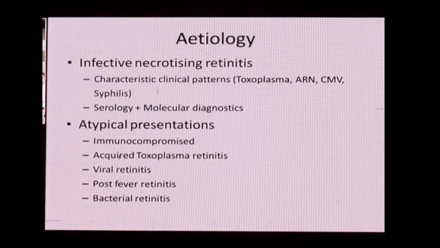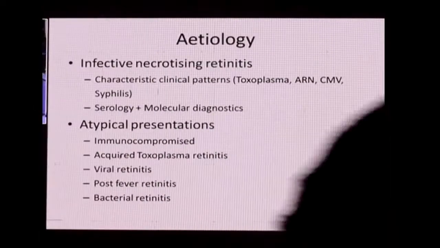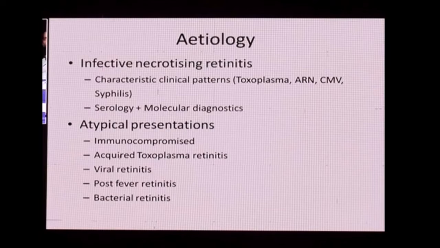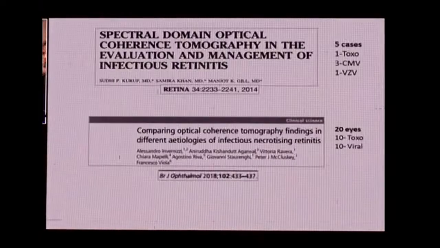The problem comes when we deal with atypical presentations. That is in immunocompromised individuals, when you have acquired toxo lesions, viral retinitis with varying presentations, and what we are now seeing more commonly, the post-fever retinitis. We don't know whether it is infective, we don't know if it is immunological, and of course, bacterial retinitis.